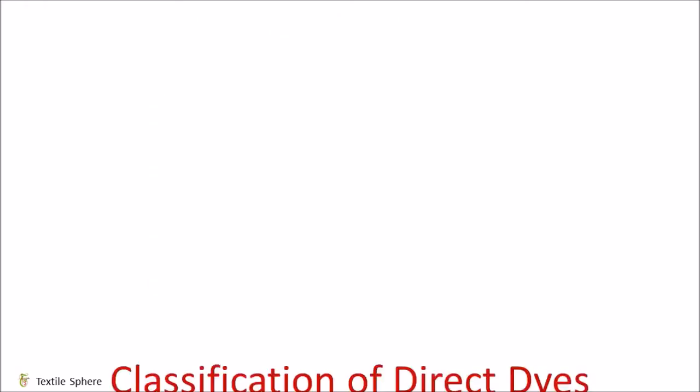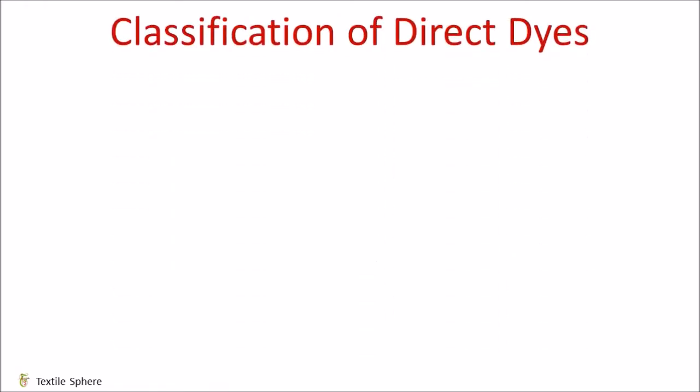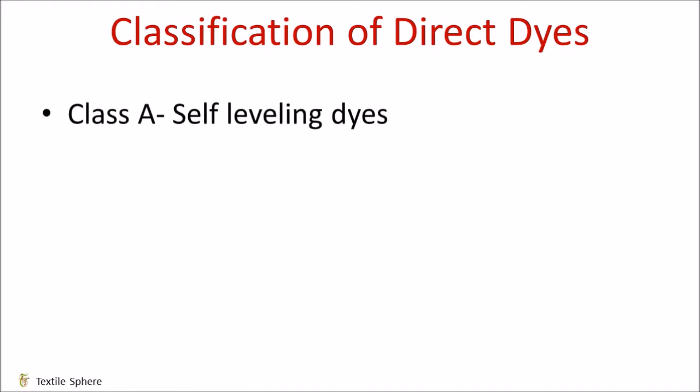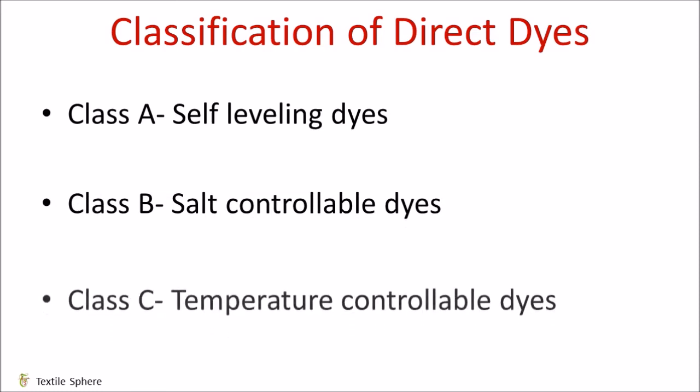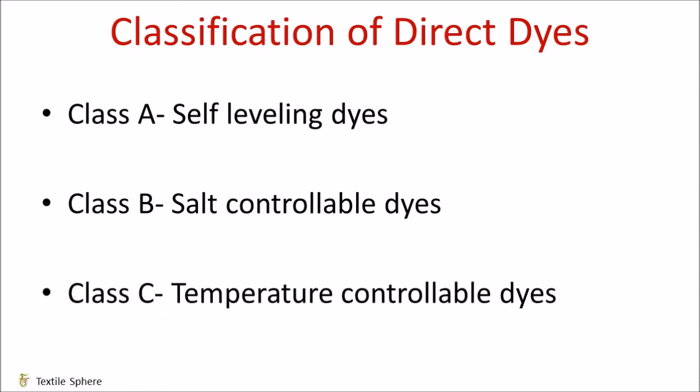Next, let's talk about classification of direct dyes. The direct cotton dyes are classified depending on the effect of electrolyte and temperature. So there are three types of dyes. Class A, which are self-leveling dyes, Class B, which are salt controllable dyes, and Class C, which are temperature controllable dyes. So before going towards the application of direct dyes on cotton, let us discuss the recipe first.